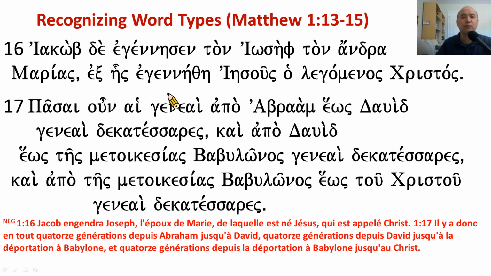Oh, you have some words you have never seen. Ex, you have never seen this one. But as I said, sometimes prepositions have slightly different forms. In this case, it's the same as ek, out of, from, through, by. Do you remember? Ek, through Ruth. That was the meaning. It is a preposition.